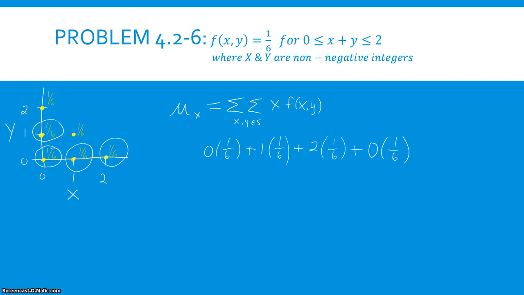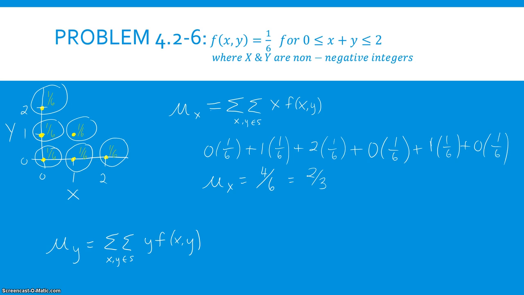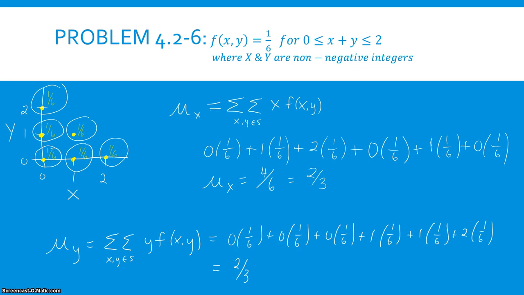Move on. Here I've got x of 0 times 1/6. X of 1 times 1/6. And x of 0 times 1/6. This gives me a mean, mu sub x, of 4/6, or 2/3. I can do the same thing for all the values of y. I sum up over all the xy combinations in the sample space, y times f of xy, and also get a mean of 2/3. The mean of x and the mean of y are not generally going to always be equal. It just happens that that is the case in this particular problem.